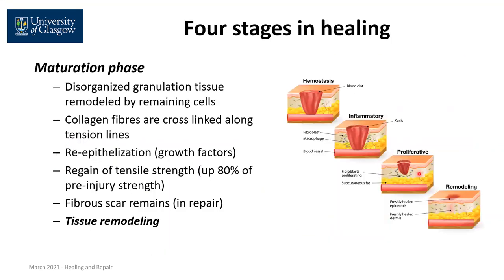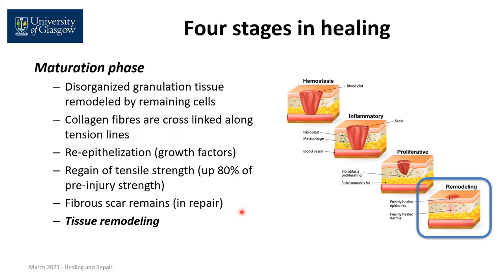So we've talked about the proliferation stage of healing. What about the final stage? Well, the final stage is ultimately the remodeling stage, the maturation phase, as it is sometimes known. This is basically where the granulation tissue will be remodeled by the remaining cells. In certain cases, you'll have cross-linking of collagen fibers. If the tissue is undergoing regeneration, then you will get the formation of new epithelium.